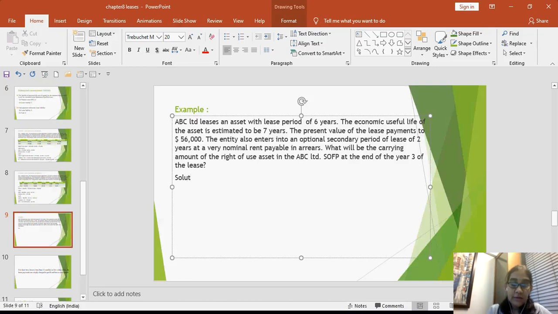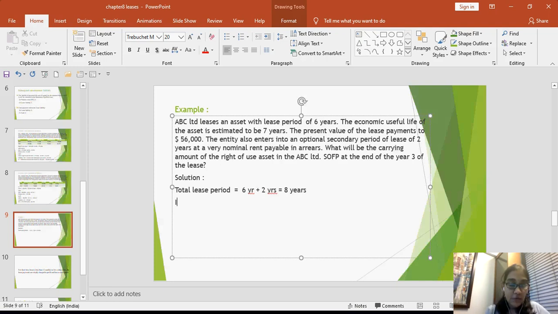Okay. So here you need to understand two things. Your primary lease is for 6 years and your secondary lease is for 2 years. And when they say that the secondary lease period is for a very nominal rent, that gives you an indication that it is reasonably certain that the lease would be extended to the secondary phase as well. So here the total lease period would be calculated as 6 years plus 2 years. That is, the total lease period is 8 years.